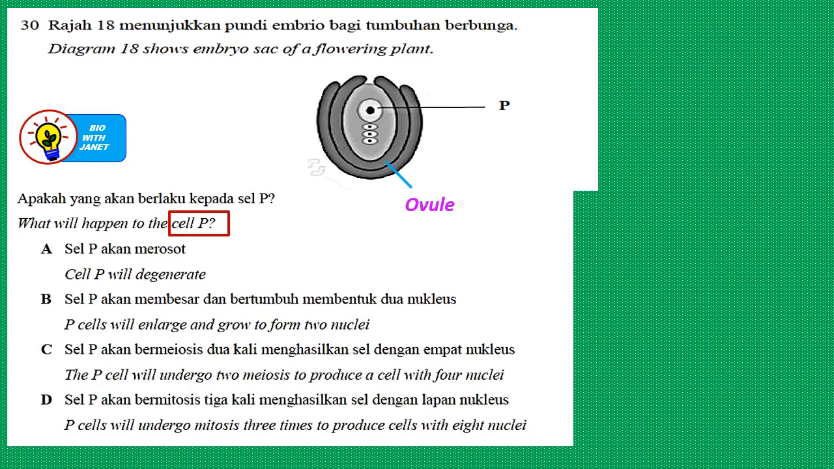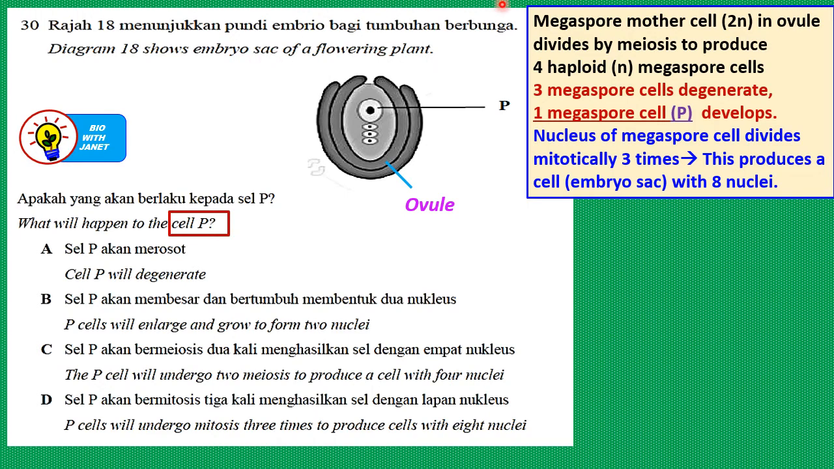Question 30. Diagram 18 shows an embryo sac of a flowering plant. What will happen to cell P here, right? So we have to recall the formation of the embryo sac in the ovule of the ovary of a flower. Okay, so actually the embryo sac is formed from one cell called the megaspore mother cell in the ovule, which is diploid. So this megaspore mother cell divides by meiosis once to produce 4 haploid megaspore cells as shown here, and these 3 megaspore cells below here degenerate, leaving only one cell, which is P, to develop.